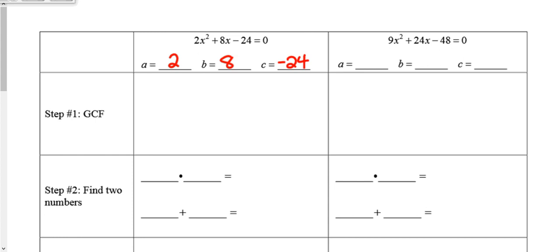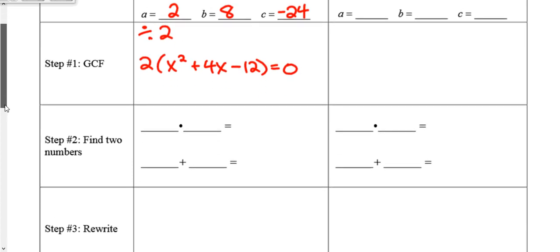So remember, our first step is to decide, can you divide each of those numbers by the same value? And we can. We can divide them all by 2. So what I'm going to do is put a 2 on the outside of parentheses and actually divide each of those numbers by 2. So that would give me a 1x squared plus 4x minus 12. So we skipped that step last time, but this time it is important.